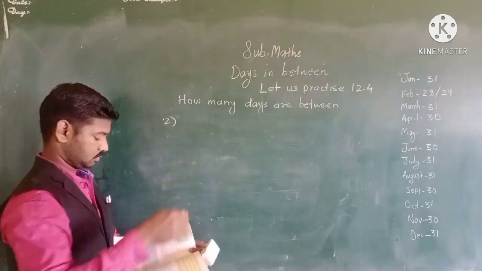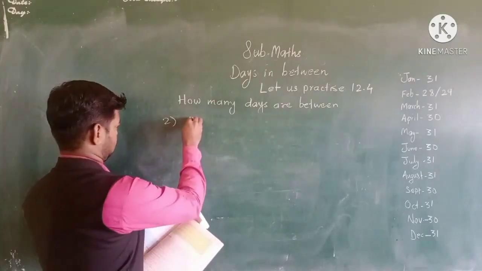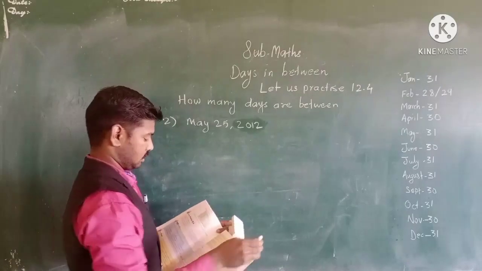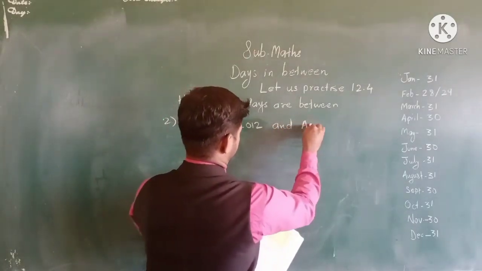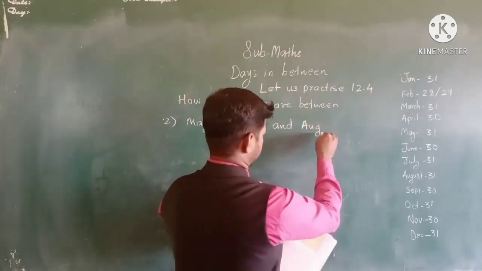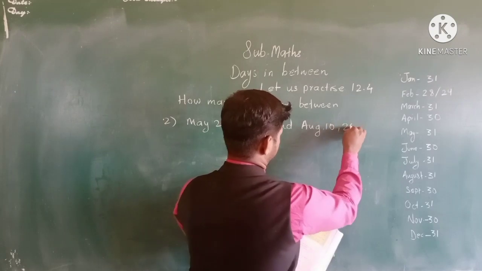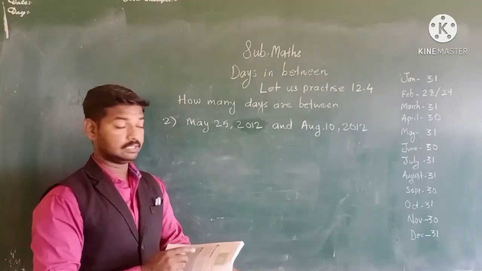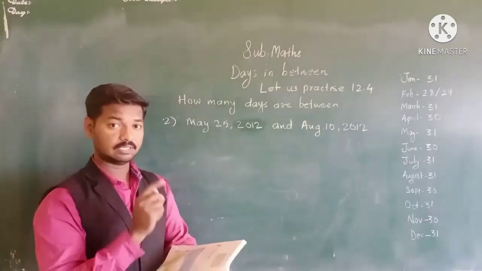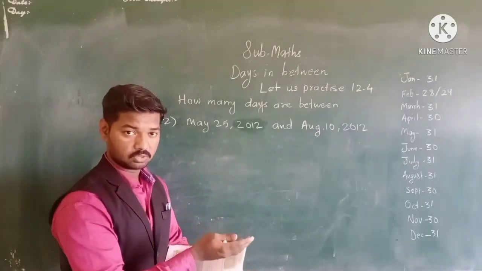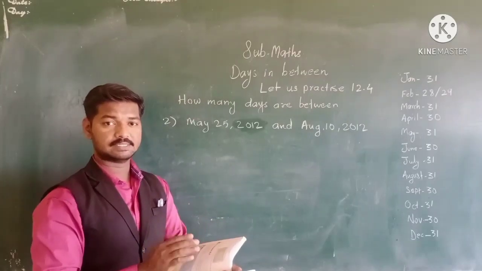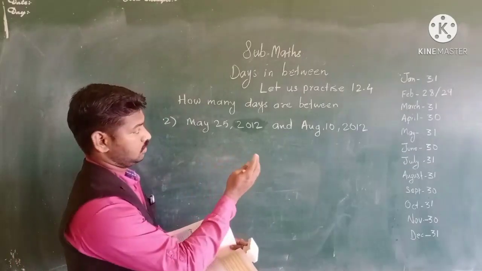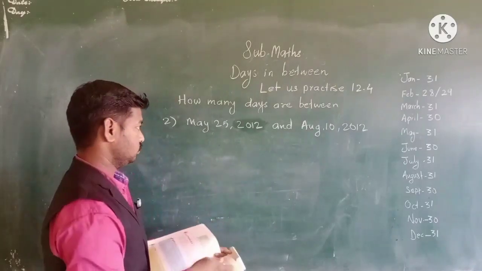Then number 2, May 28, 2012 and August 10, 2012. Okay? If February is involved in the given dates, then we have to find out whether the given year is a leap year or not. As we have done, how to find out if the given year is a leap year or not, the same process we have to do. Okay? But now here, May to August means February is not involved. So directly we have to find out.